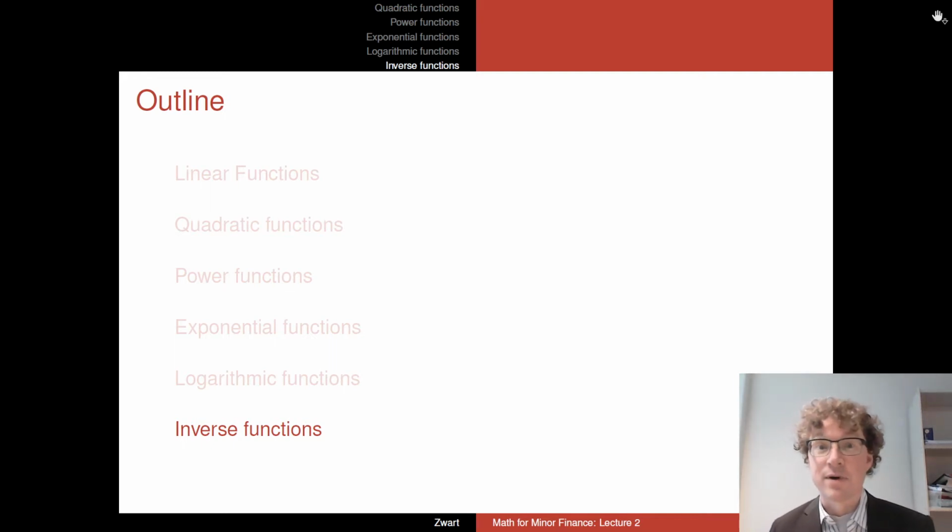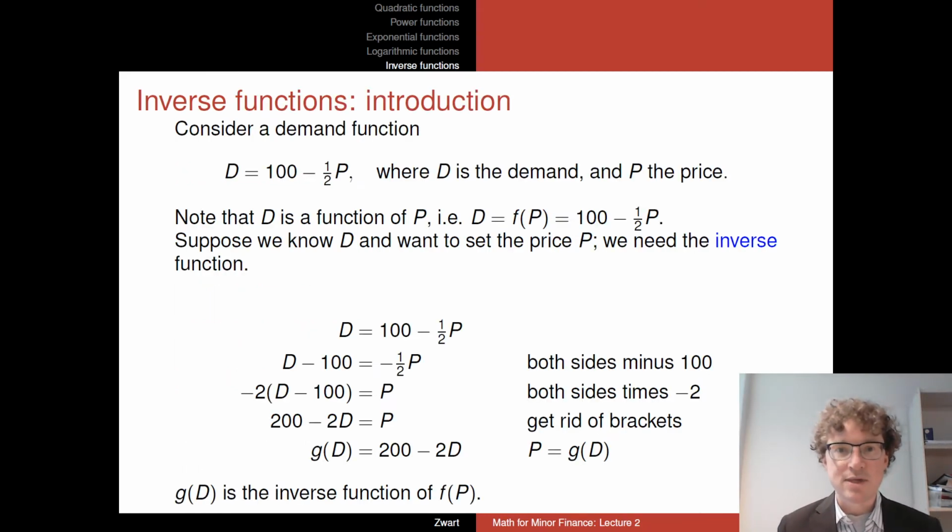So the last part of this lecture is about inverse functions. It turns out that once we have a given function, we can always find a new function which basically undoes what the original function did, and that's going to be the inverse function. So the opposite of what you do with a function is what you do with the inverse function. Let's have a look at what that means with an example.